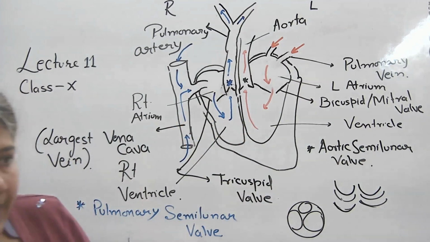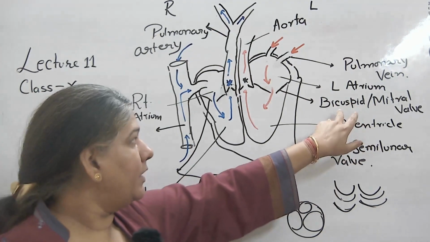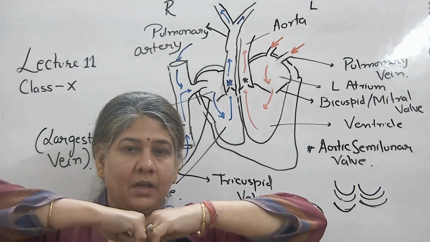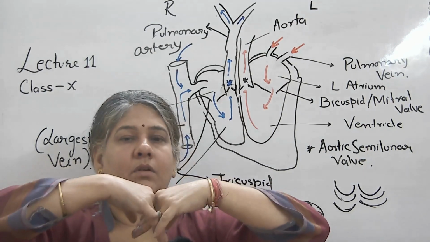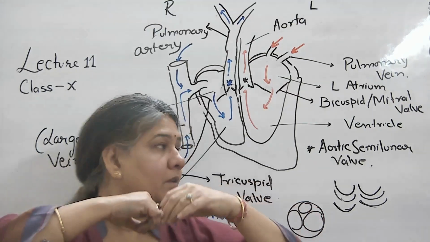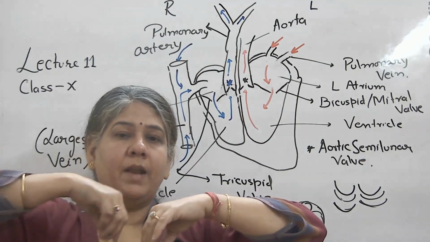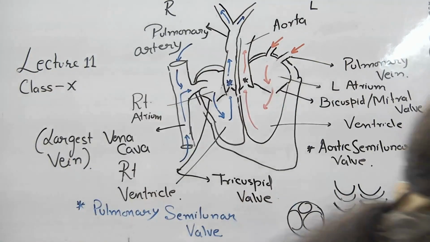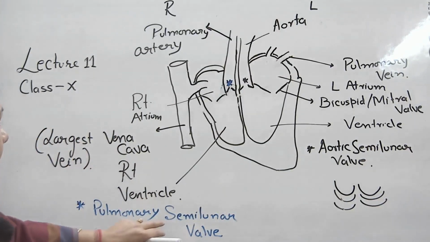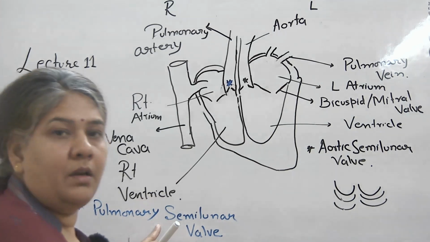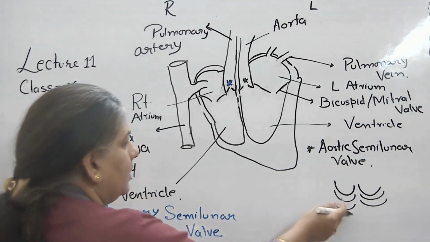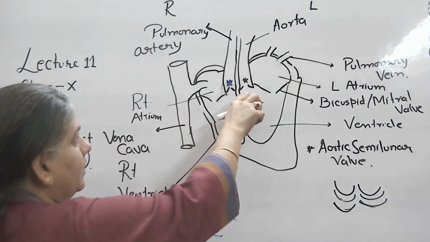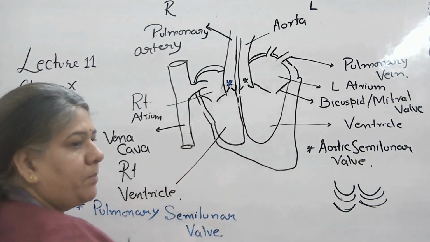So this is the bicuspid that is having 2 cusps, and here there are 3 cusps or flaps. So these are the 2 flaps, and one is also present that I cannot show you because I just have 2 hands. So you assume that there is one more cusp present. These semilunar valves are 3 in pair. Both are somewhat like this in shape, pointing upward. These 2 valves, the atrioventricular valves, are pointing downward.